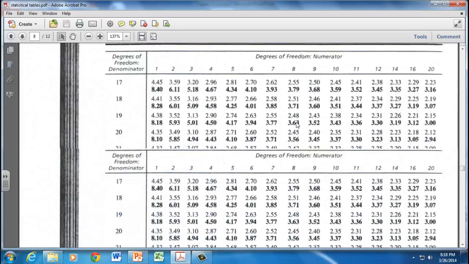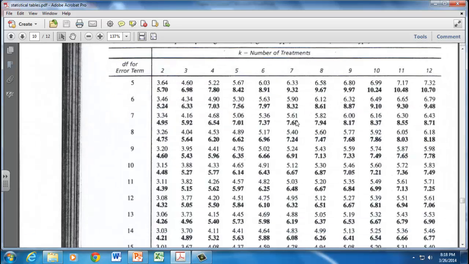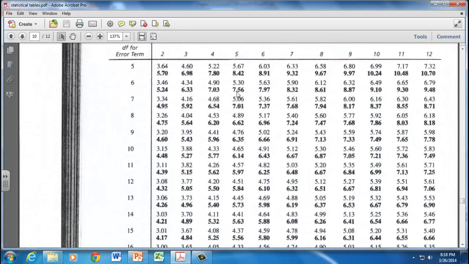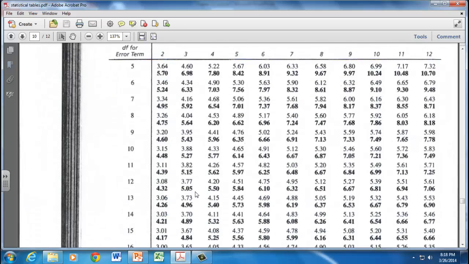So we need to go down to the Q table. Keep on going. Okay. So degrees of freedom error is 12. We've got 3 different groups. So we're going to have a Q of 3.77 for alpha level of 0.05 and a Q of 5.05 for an alpha level of 0.01. So we're going to find 2 different Tukey's HSDs for the 2 different alpha levels based on Q of 3.77 or Q of 5.05.